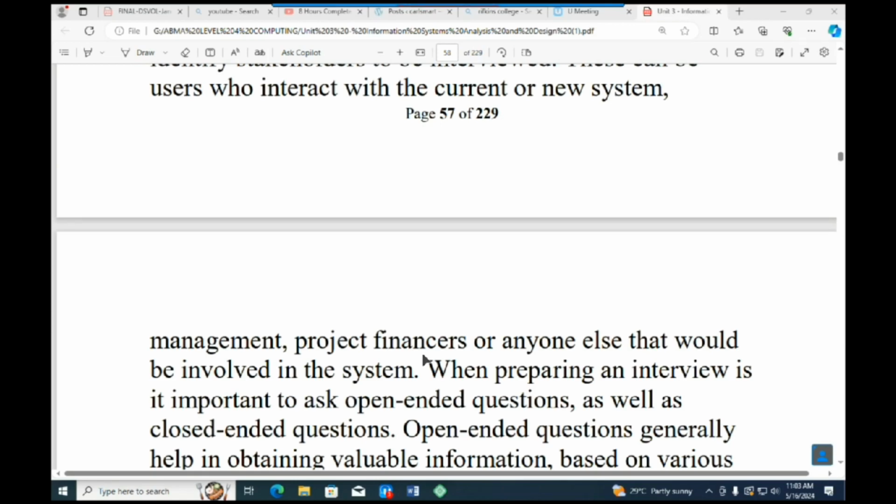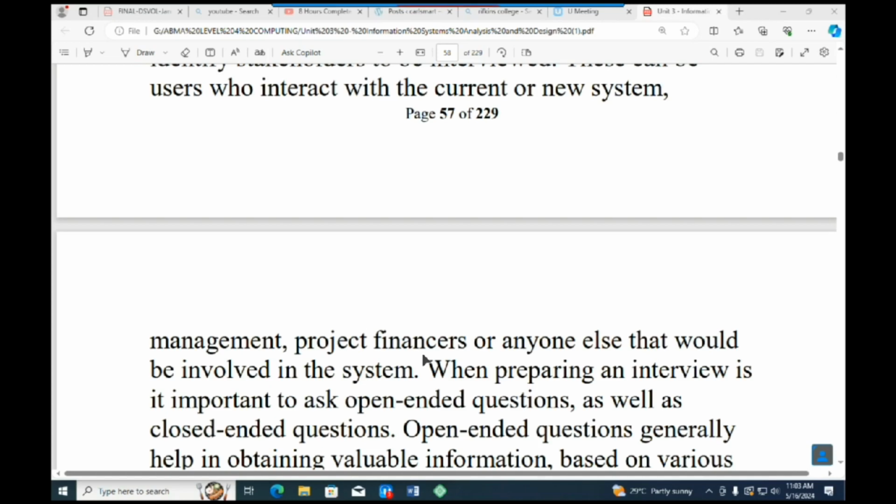When a system analyst is preparing for an interview, it is important to ask both open-ended questions and closed-ended questions. This brings into your attention the two types of questions that can be asked in an interview: the open-ended questions and the closed-ended questions.